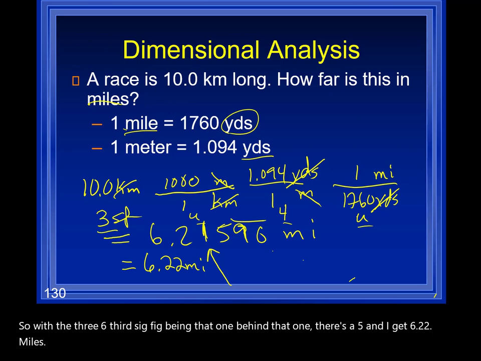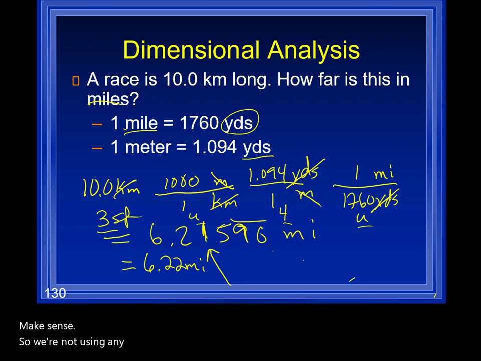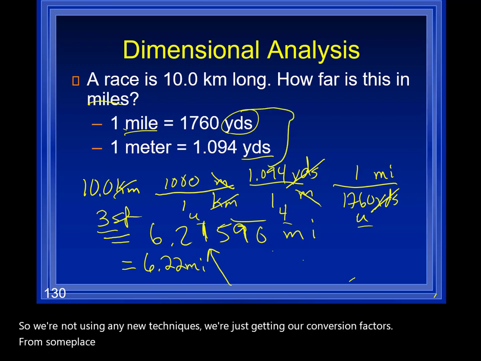Make sense? So we're not using any new techniques. We're just getting our conversion factors from someplace else. It's not new stuff. We're just using different conversion factors, which means we have to think about sig figs differently.